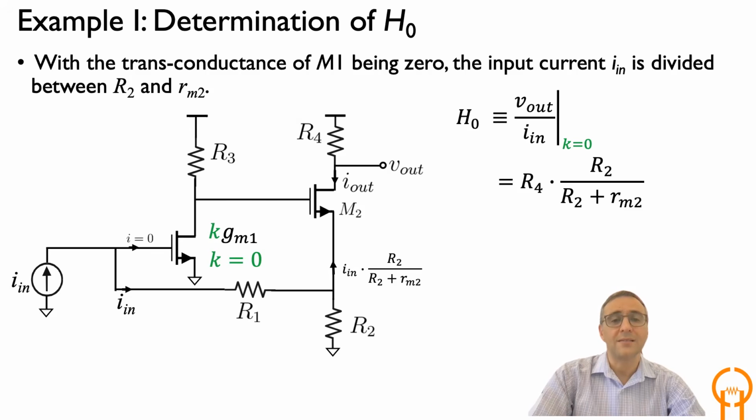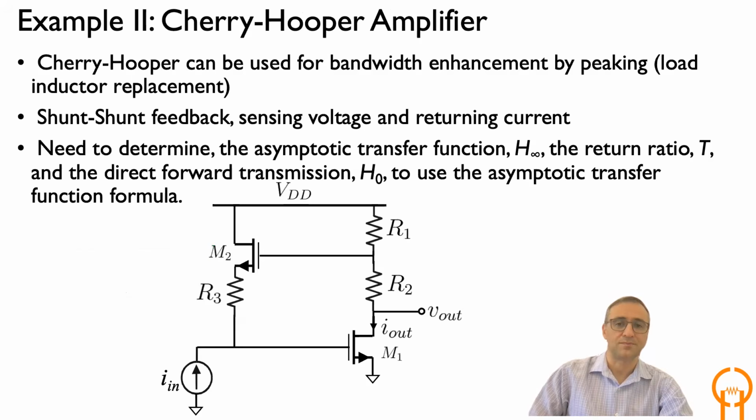So if you have an I in with K equals 0, all of that I in is going to go through R1. There's going to be a current division between the two branches, R2 and RM, which is the resistance seen looking into the source of M2. That current is going to be I in times R2 over R2 plus RM. It appears directly at the output and gets multiplied by R4 to generate the output voltage. So the direct transfer function is R4 times R2 over R2 plus RM2. These are the two correction factors you would need to make the correction.